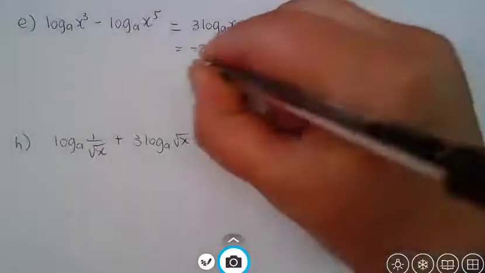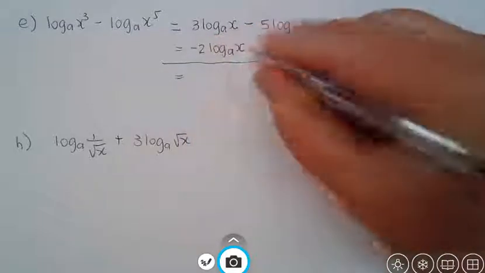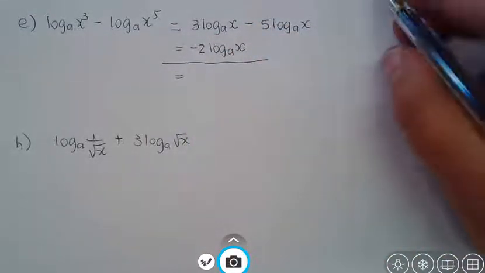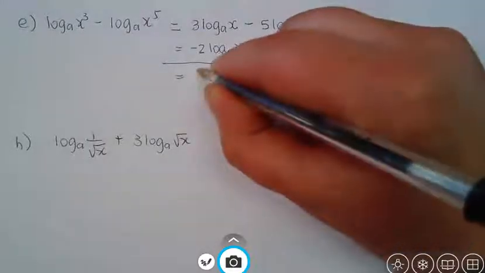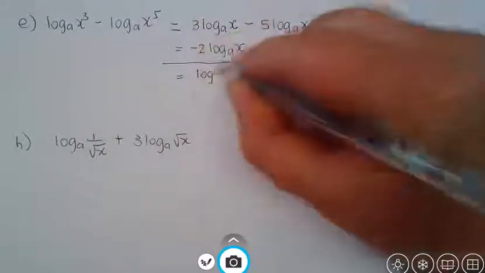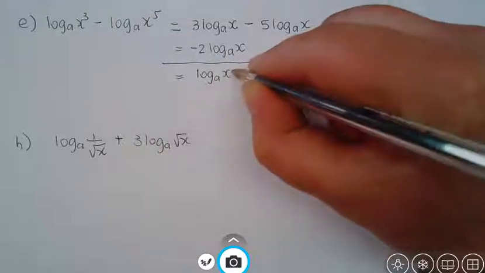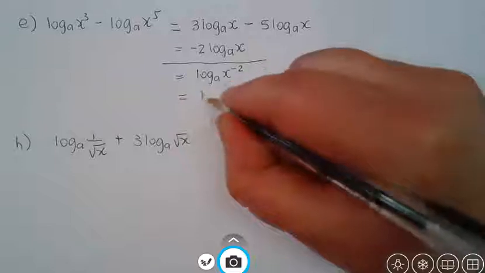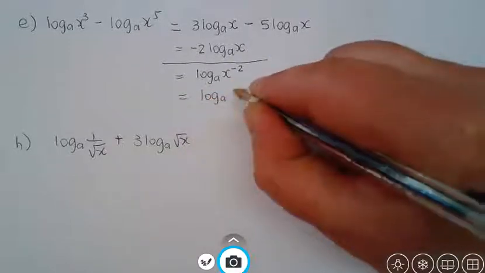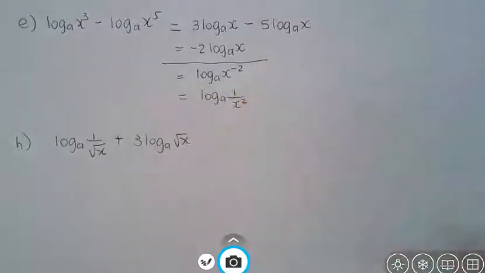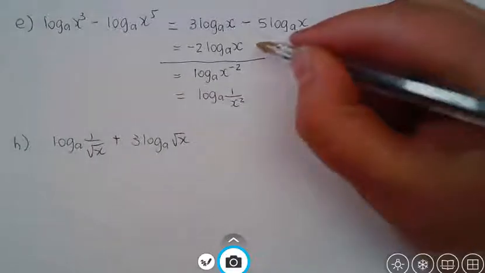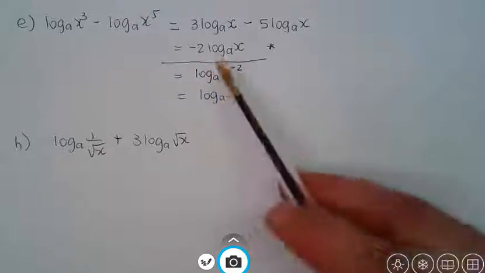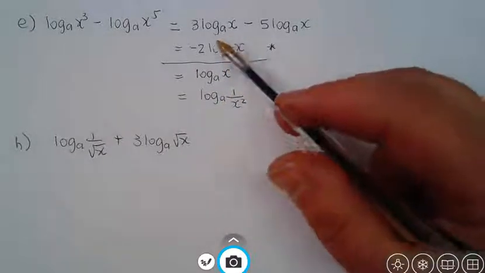I stopped there, but I just want to show you what this is also equal to. If I'm reversing the process, it's log to the base a of x to the power of negative 2. So it's actually the same as log to the base a of 1 over x squared. But negative 2 log to the base a of x is the answer here because we've been asked to express it in terms of log to the base a of x, so you would stop there.